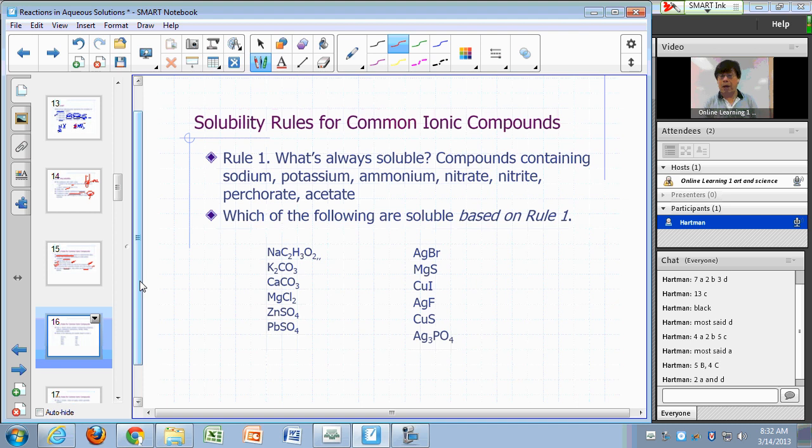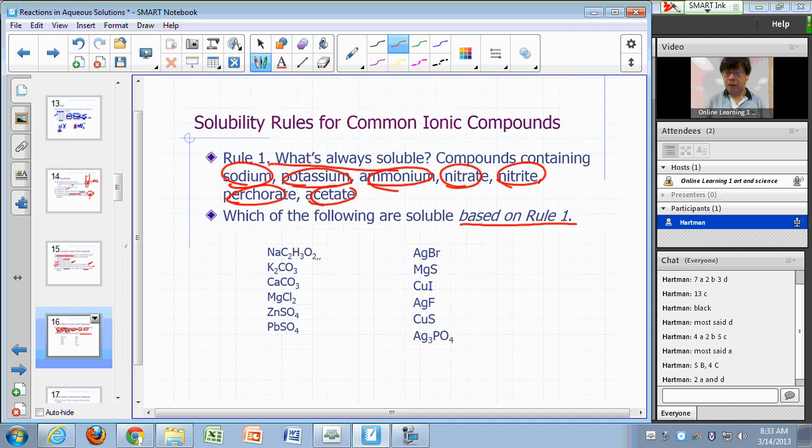Okay, rule number 1, what's always soluble? If you have a compound that has sodium, potassium, ammonium, nitrate, nitrite, perchlorate, or acetate in it, if any of those ions are present in the compound, then you're dealing with something that is soluble in water. You can pretty much predict with confidence that if you put a sample of that compound in water, it's going to dissolve. So based on rule number 1, which of these lists of compounds here would be considered soluble?